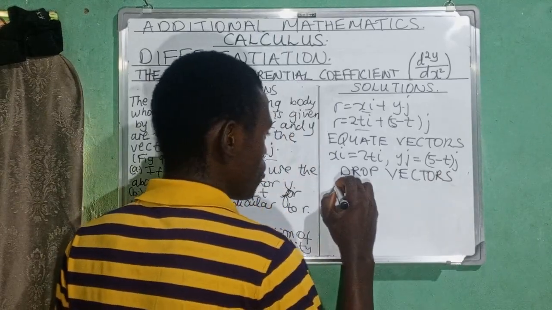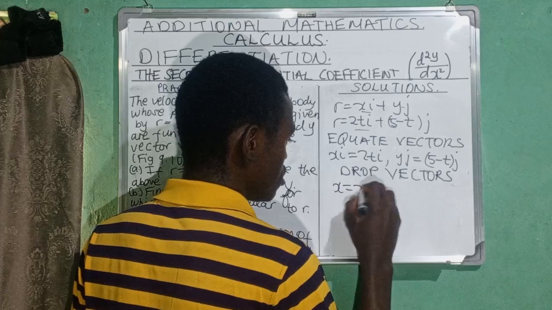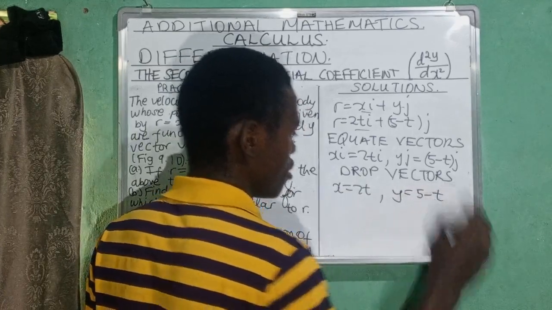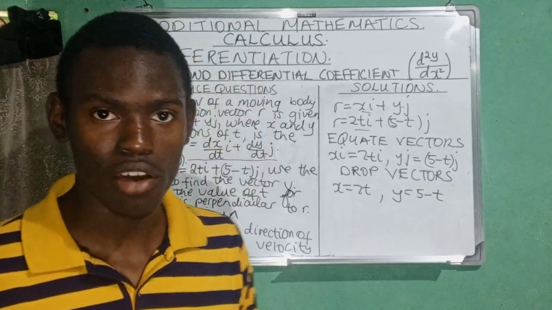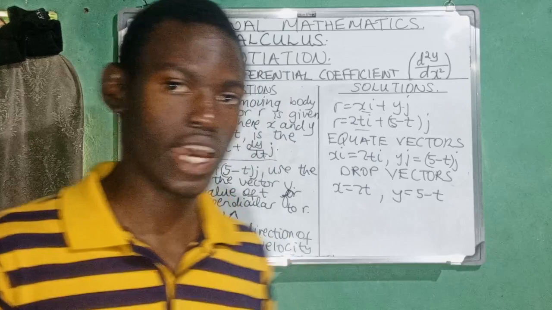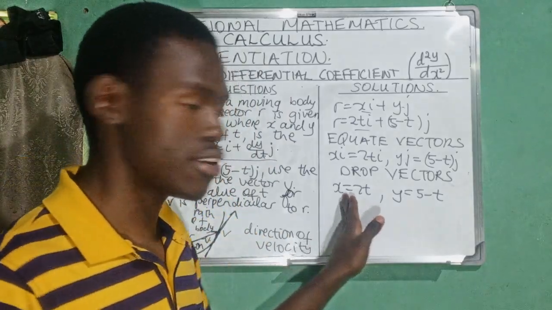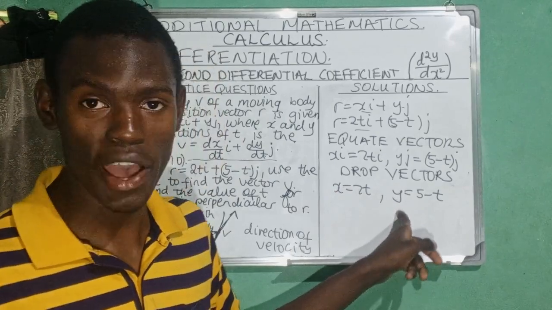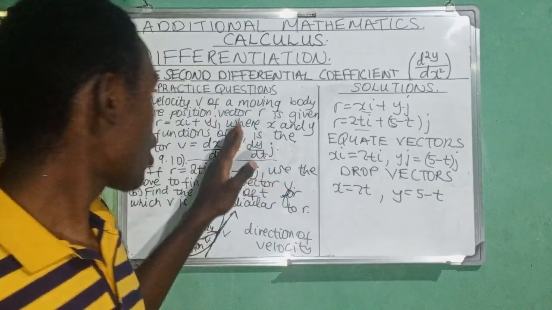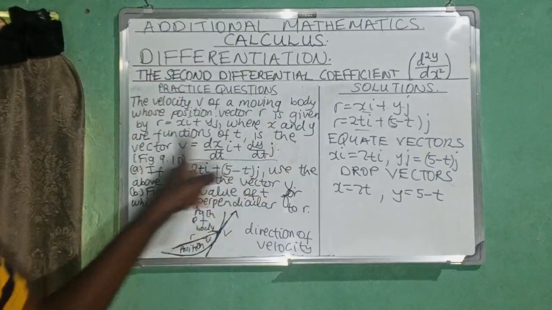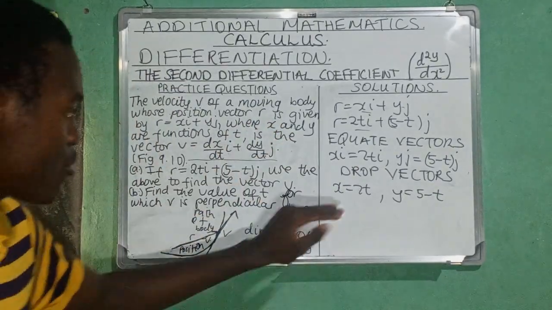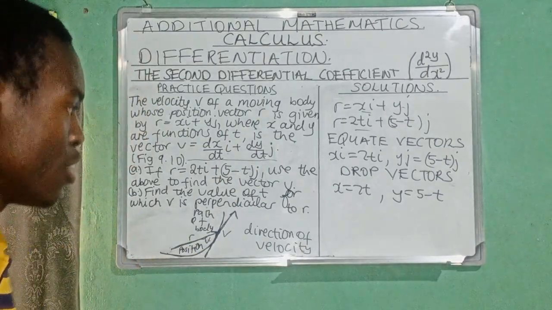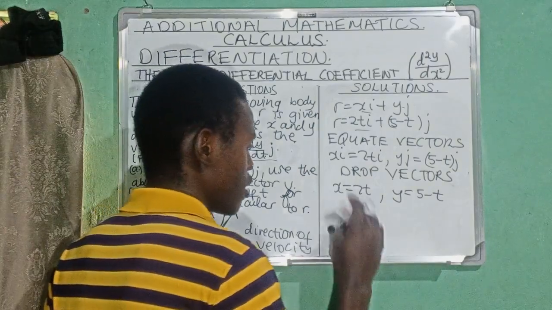This is going to become x is equal to 2t, y is equal to 5 minus t. As you can see now, we have two functions, a function of x, a function of y, two functions. So x and y are functions of t, and these functions have the variable t. You have seen that, that's what I was meaning. So we differentiate this function.